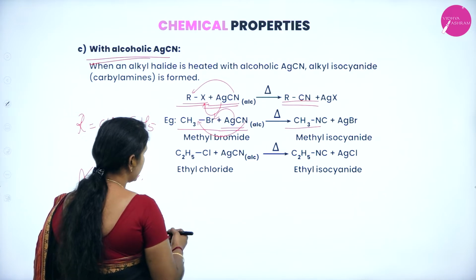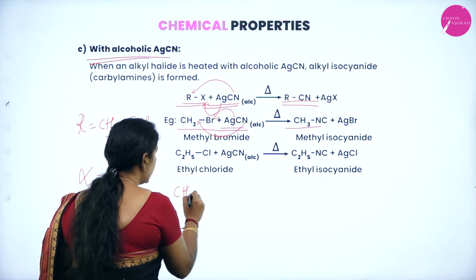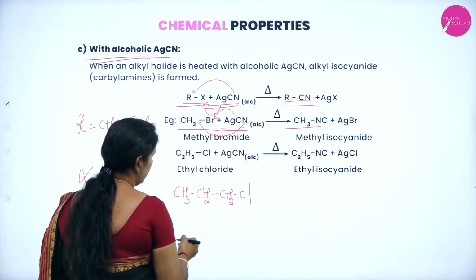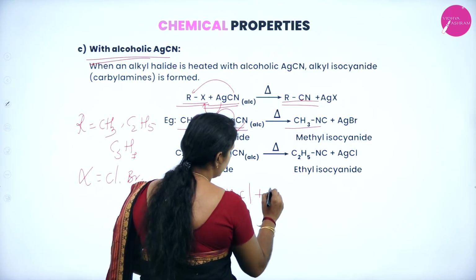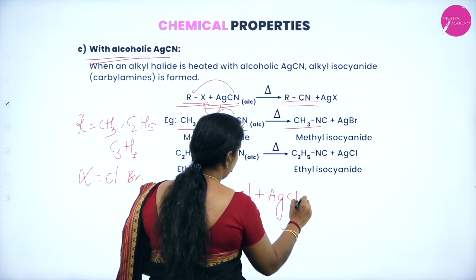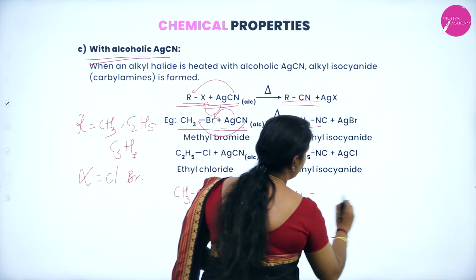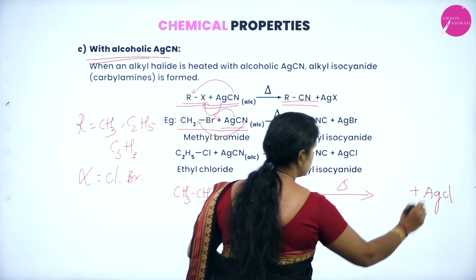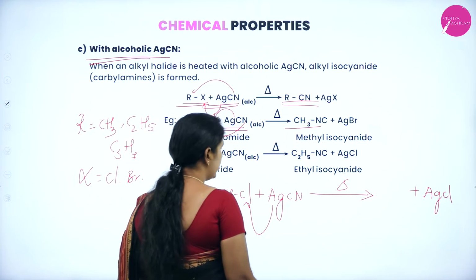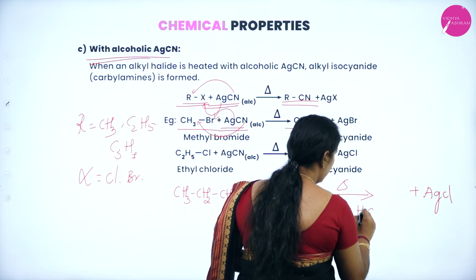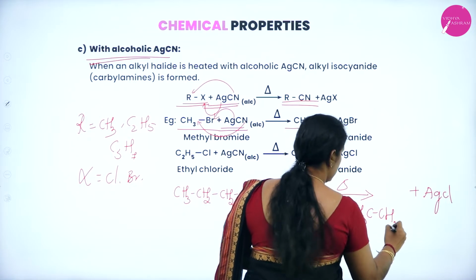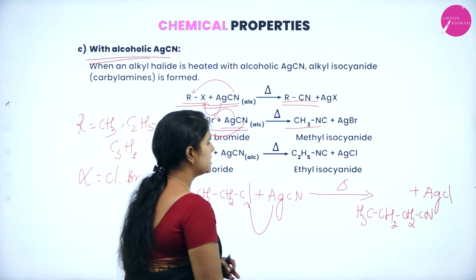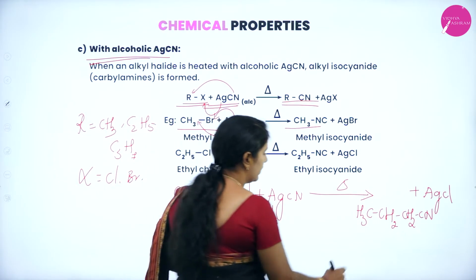I'll go with one more reaction by taking CH3CH2CH2Cl. This is propyl chloride, which has been treated with silver cyanide. Silver combines with the Cl to form AgCl, and the remaining product will be CH3CH2CH2NC. This is propyl isocyanide.